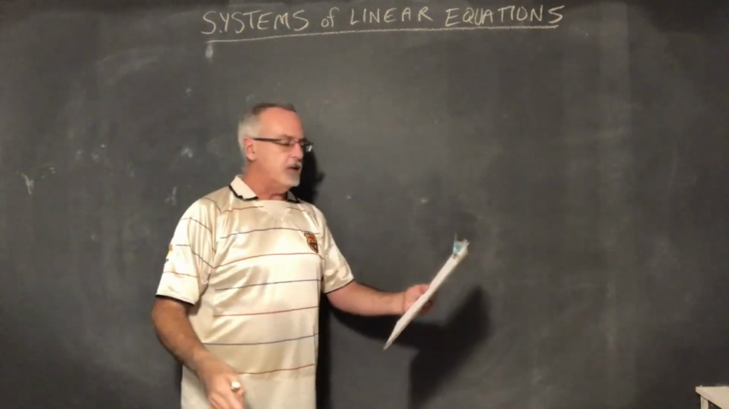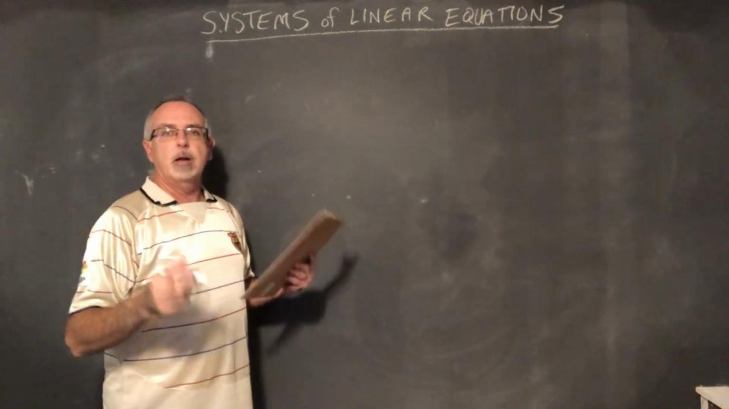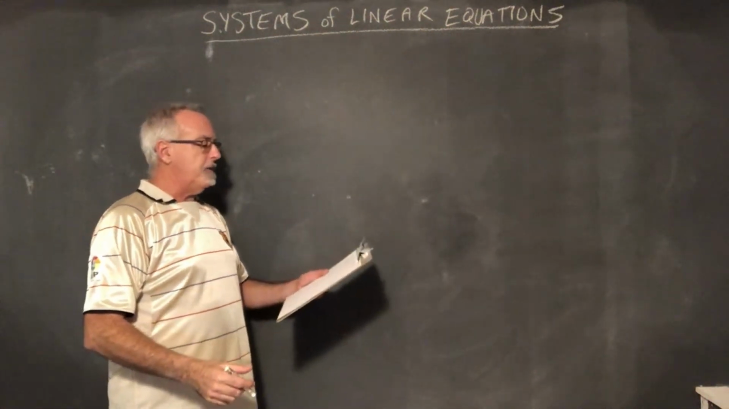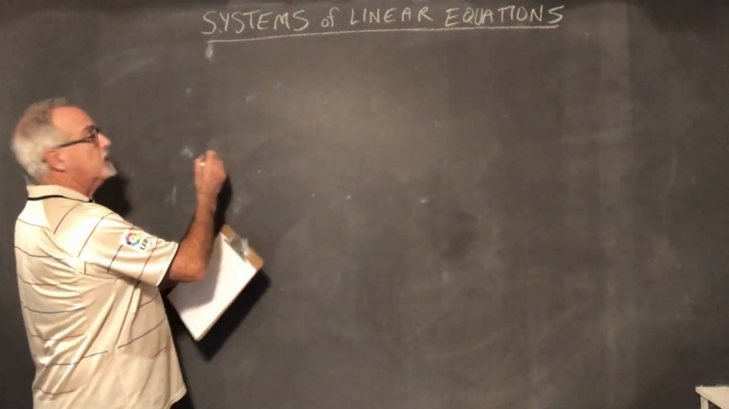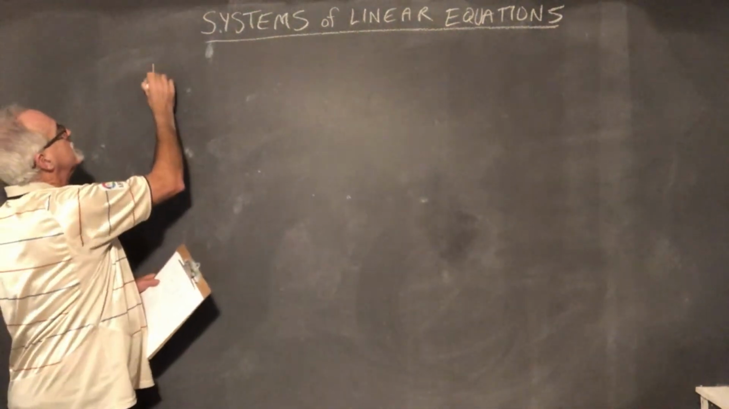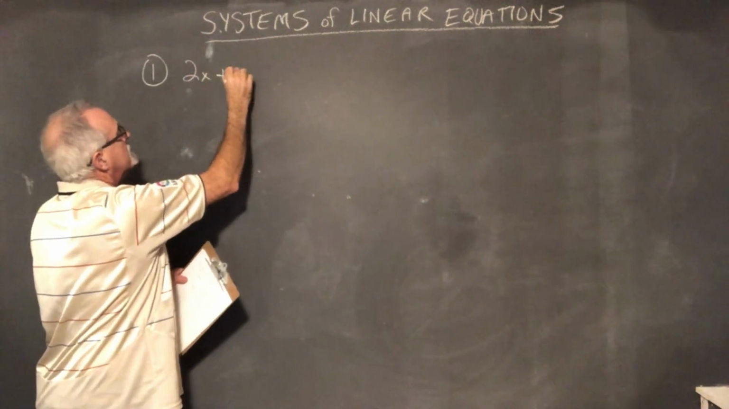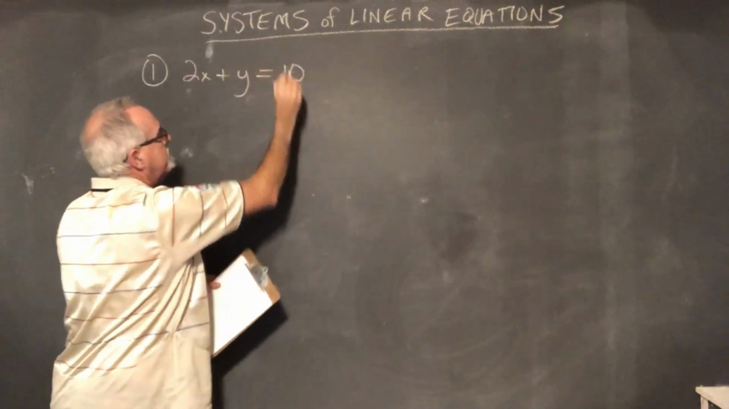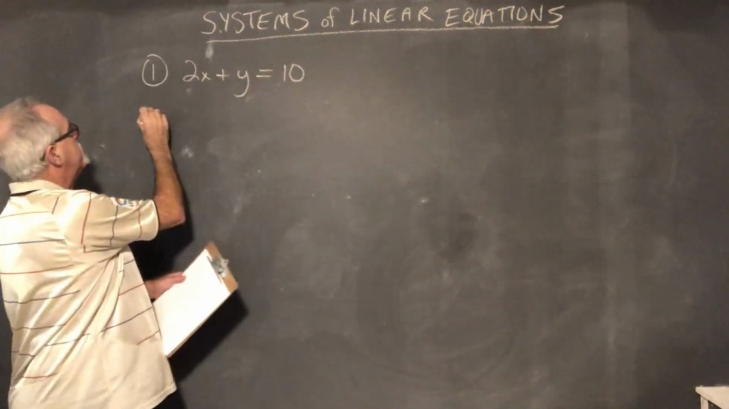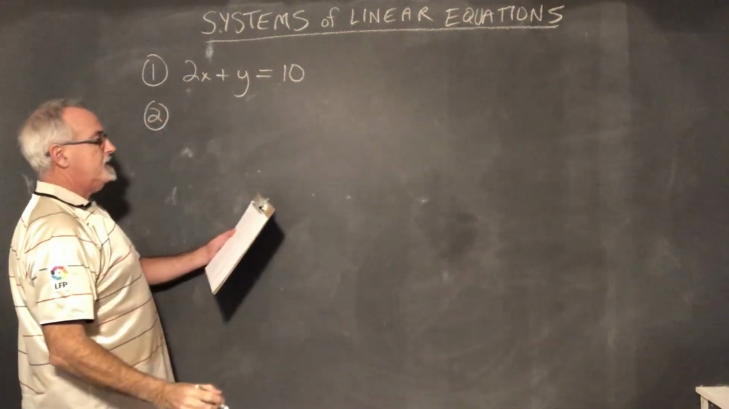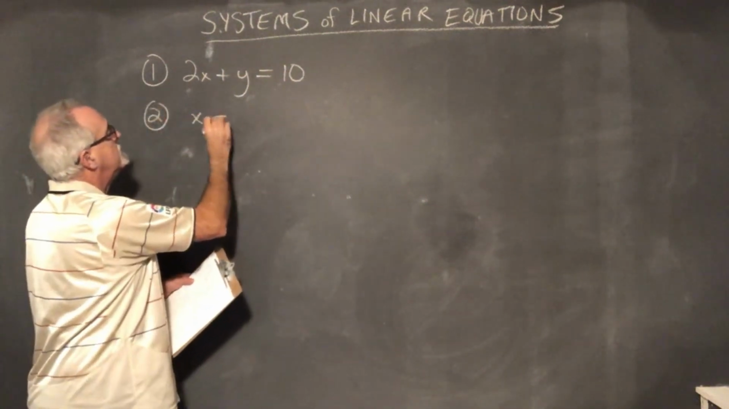Let's get into our first example right away. And the first method I'm going to use for solving it is graphing. So I have 2 equations. Let's see where I'm going to write this. So equation 1 is 2x plus y equals 10. And equation 2 is x equals y plus 2.